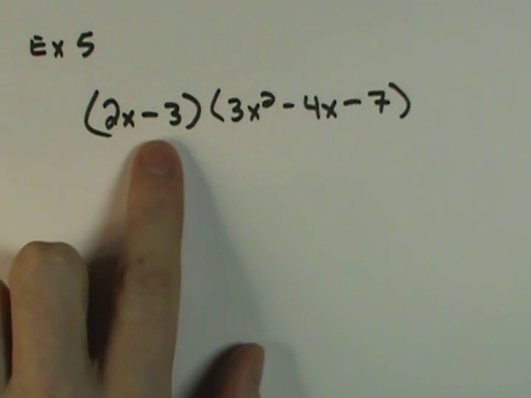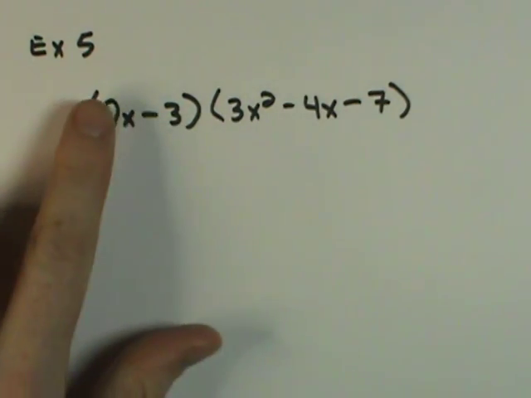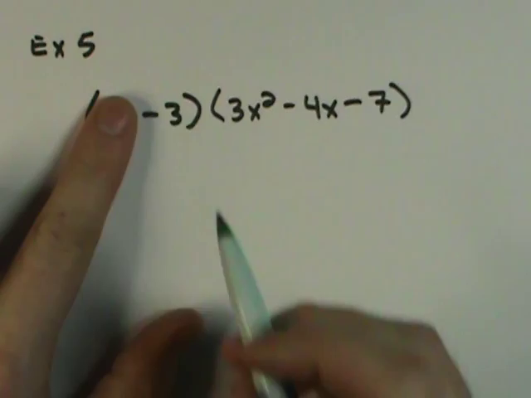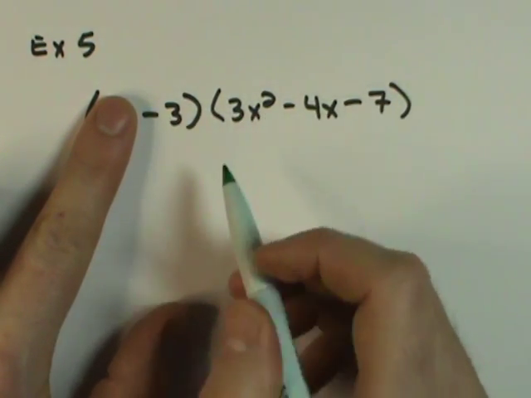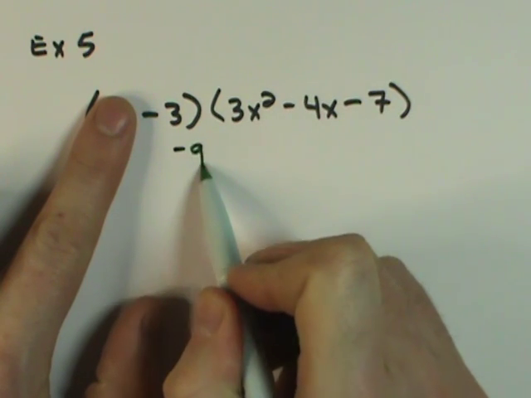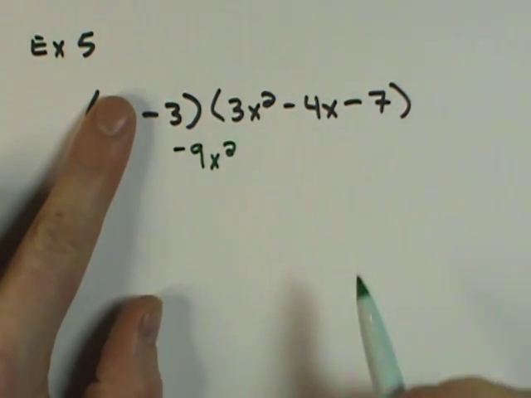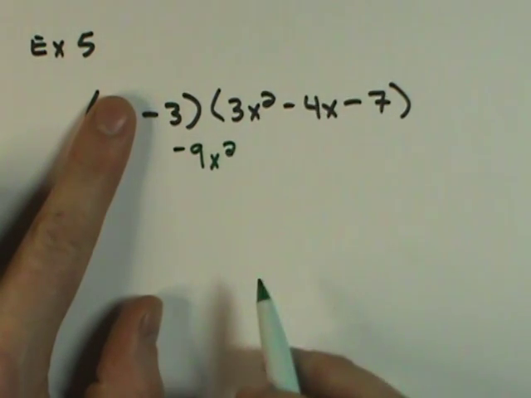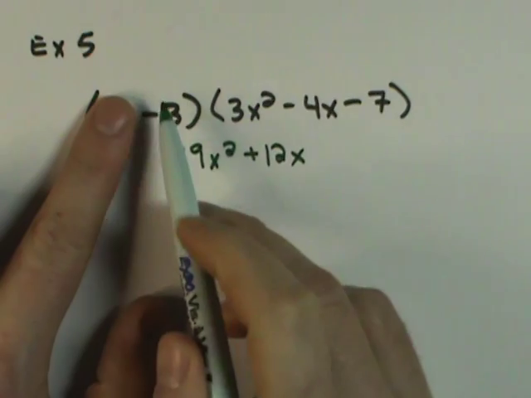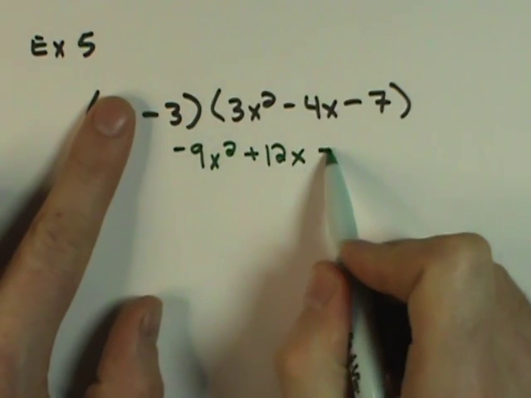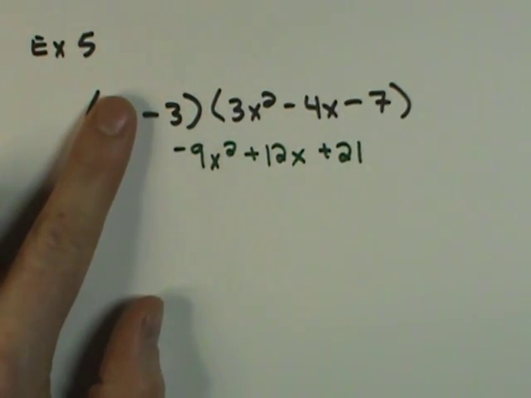Notice that I have a binomial times a trinomial. And so I'm going to cover up that 2x. Make sure you keep the sign exposed. Negative 3 times 3x squared would be negative 9x squared. Negative 3 times negative 4x would be plus 12x. Negative 3 times negative 7 would be positive 21.